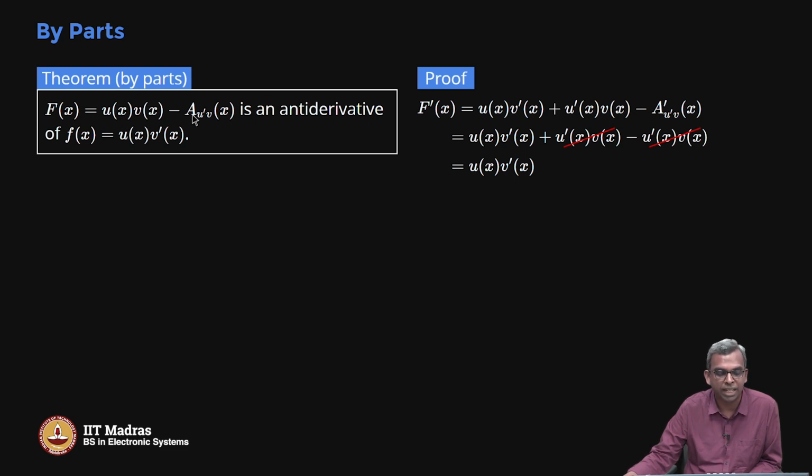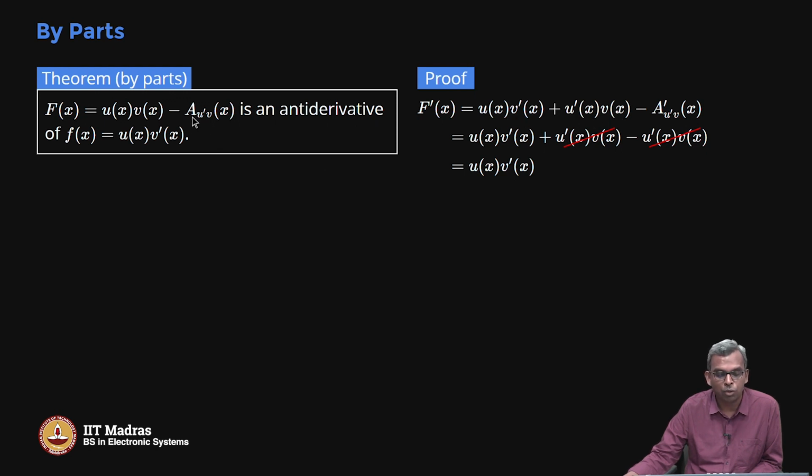If you differentiate it, notice what happens. You take this u of x, v of x, uv, minus the antiderivative of u prime v of x, right. If you take the derivative of that, something very nice happens. What's the derivative of u of x, v of x? It's u of x, v prime of x plus u prime of x, v of x, isn't it? This is just the product rule.